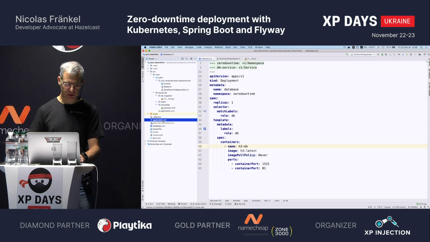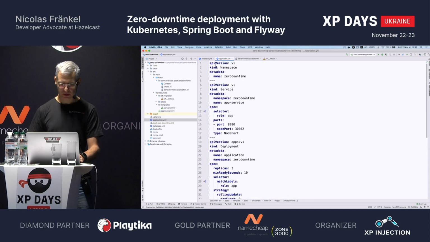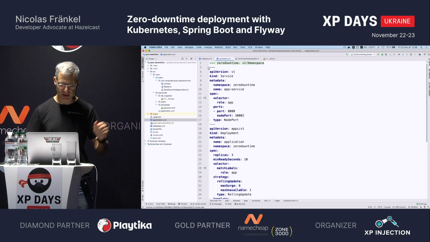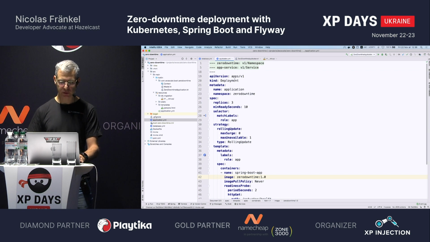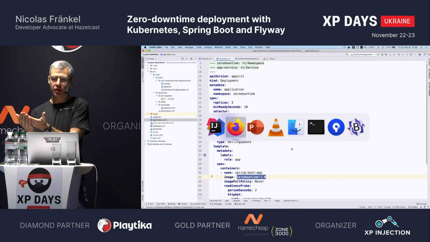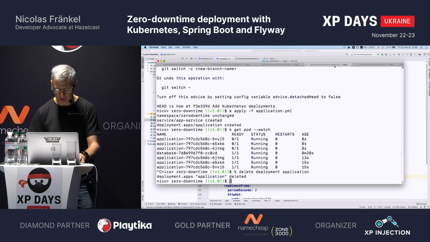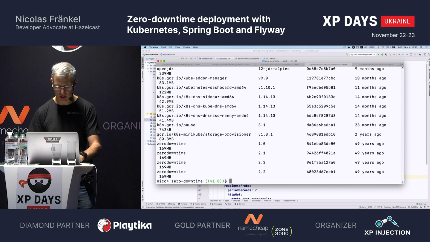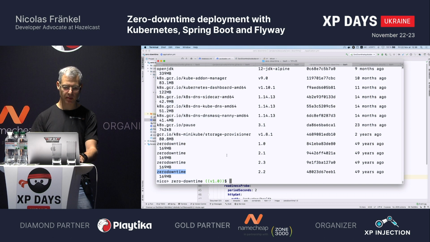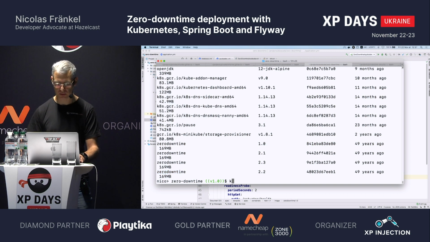Next step is actually to create the application. So namespace I already explained, service I already explained, and now I have these deployments. I want three replicas, and I have this image that I already created. So if I check here, Docker images, I already have those zero downtime with multiple tags, and now I want to deploy only this one.